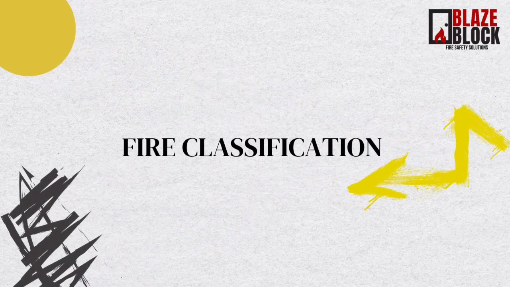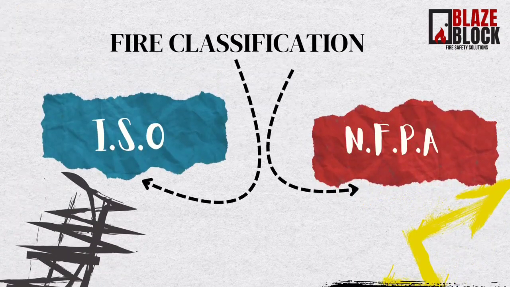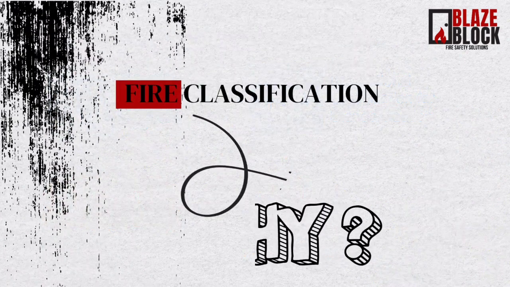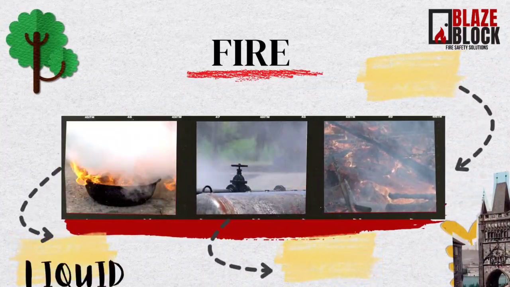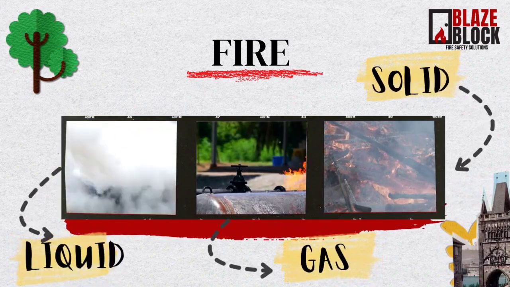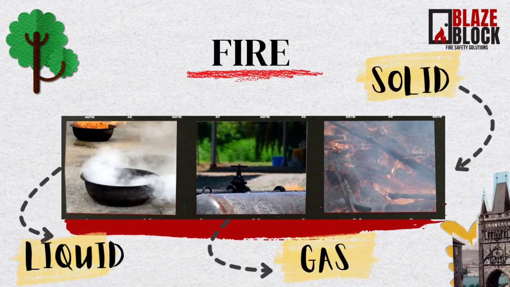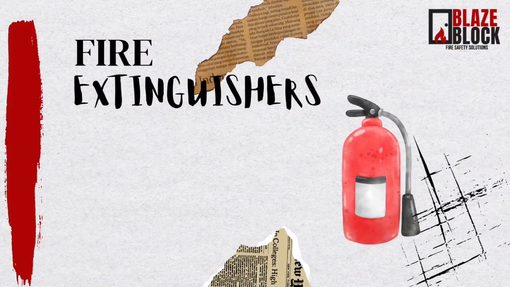In today's session, we'll explain how fires are classified under two major international systems, the ISO standard and the NFPA standard. Let's dive in. First, why do we classify fires? Because not all fires are the same. Different materials burn in different ways, so the method to extinguish them also changes. That's why we use fire classifications to help choose the right fire extinguisher or response method.